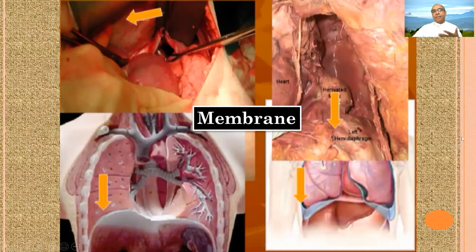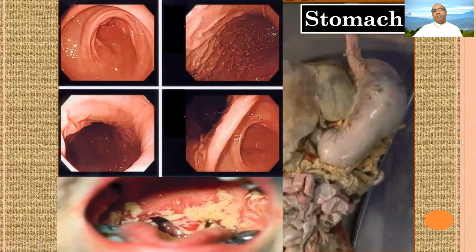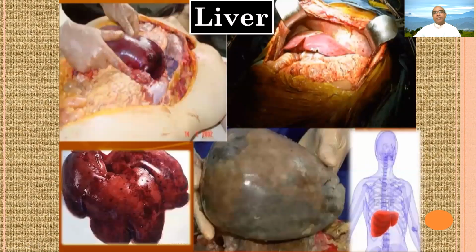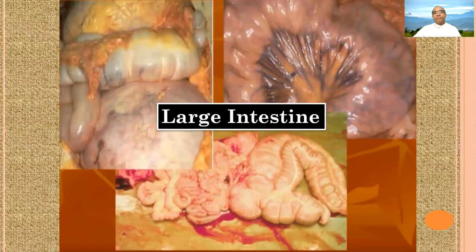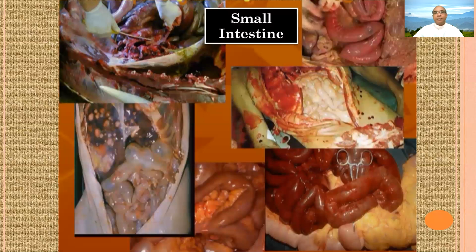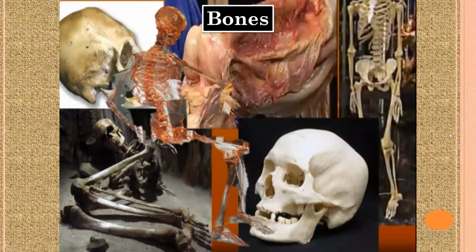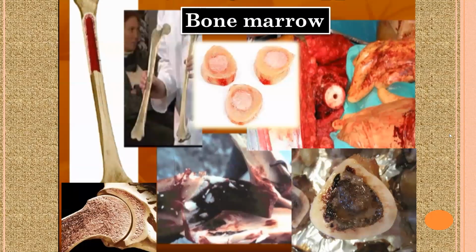Membrane, the part separating your upper chest area from the belly. Stomach. Undigested food. Liver. Gallbladder. Large intestines. Small intestines. Kidneys. Bones, bone marrow.